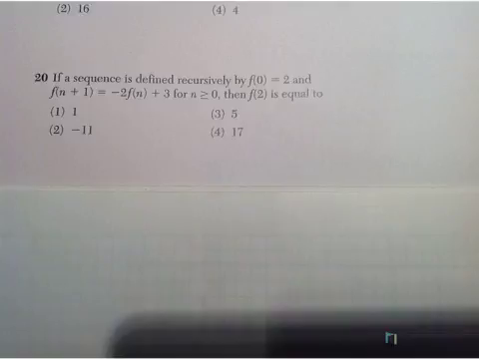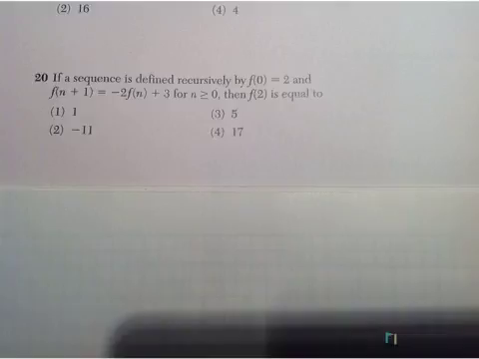If a sequence is defined recursively by f of 0 equals 2, and f of n plus 1 equals negative 2 times f of n plus 3, for n that is greater than or equal to 0, then f of 2 is equal to one of the following.